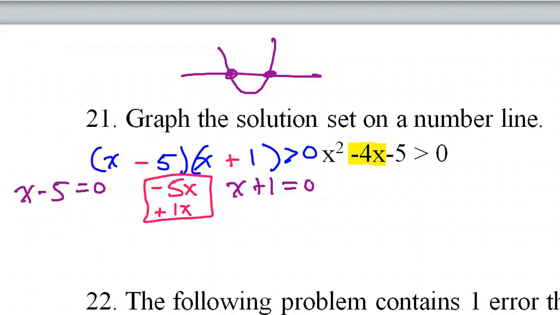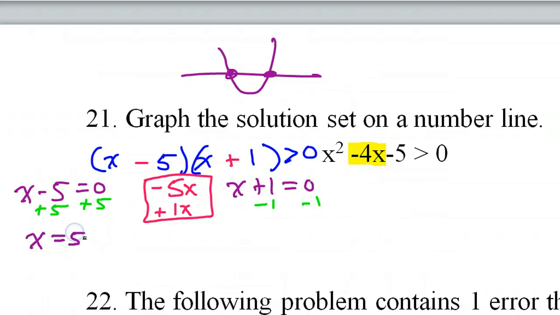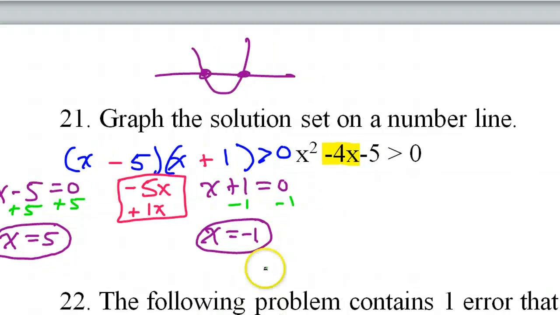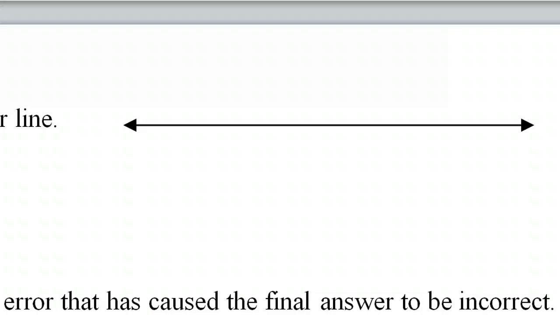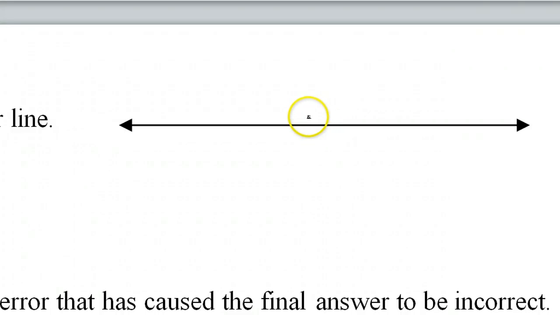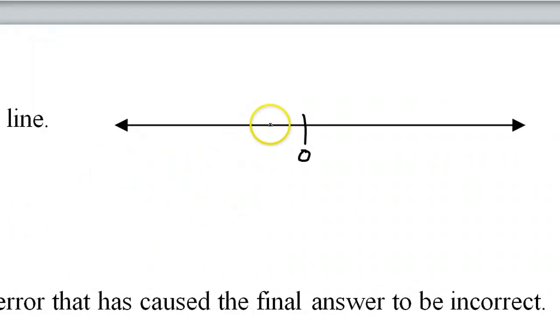Okay, anyway, enough speeches. I'm going to add 5 on both sides here. I'm going to subtract 1 on both sides there. And that's going to give me x equals 5 as one of my x-intercepts, and x equals negative 1 as my other. Okay, so negative 1 and 5. So as we record that on our number line, let's put 0 on here, of course, and I already forgot. Negative 1 and 5. So negative 1 is going to be like over here somewhere. Alright, brilliant. And 5 is going to be like here.